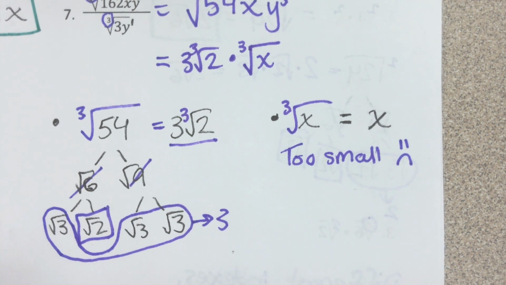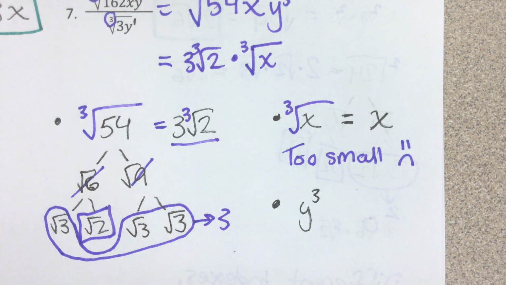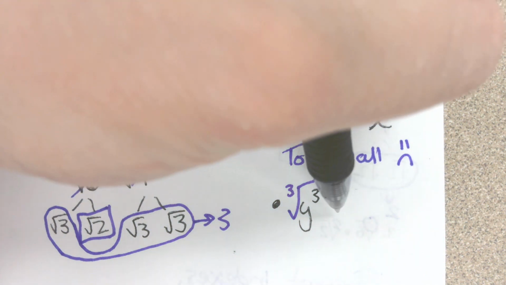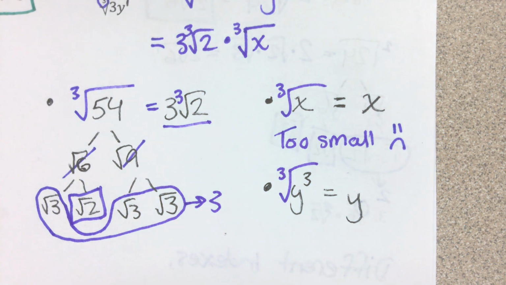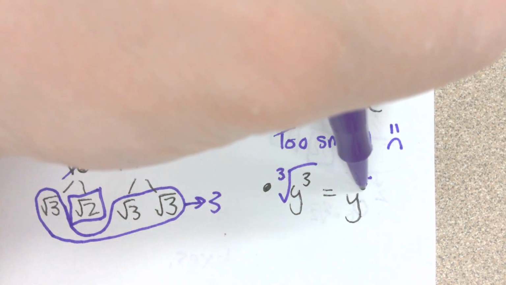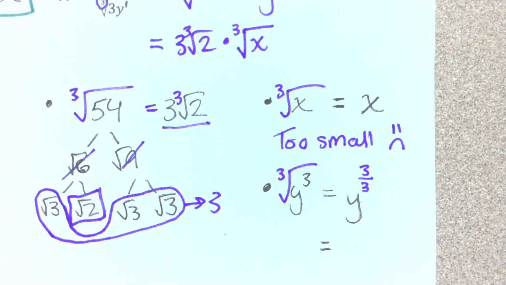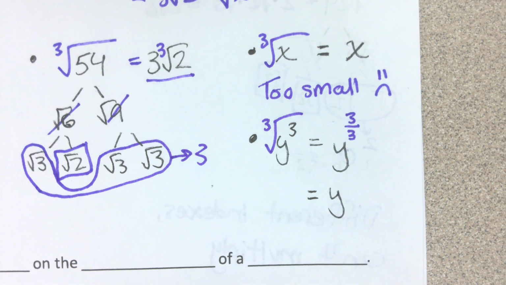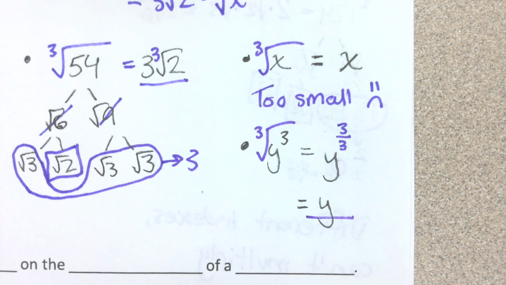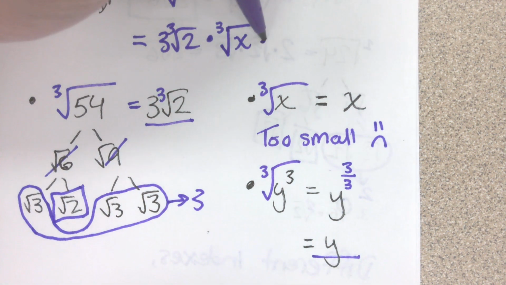One more time with the y's. We have y cubed, again, cube root for this problem. This one's nice, so I'll use the fraction for the exponent. Y to the 3 over 3. And that's just going to give me 1, and I'm going to go ahead and just put y instead of y to the 1st. So I'll put a y up here in my answer.